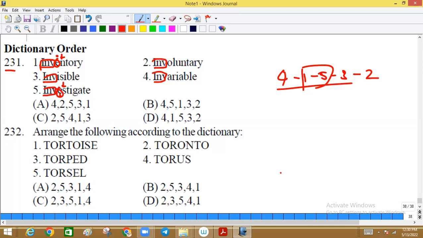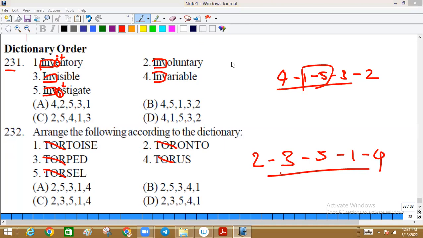Next, 232. What are common? TOR, TOR, TOR. Remove the common. Next, alphabetical order. What's the first letter? O, that is 2. Then followed by P, P. Yes, then T, then U. Right? Easy one. Good. So as you know, dictionary order is also very easy.